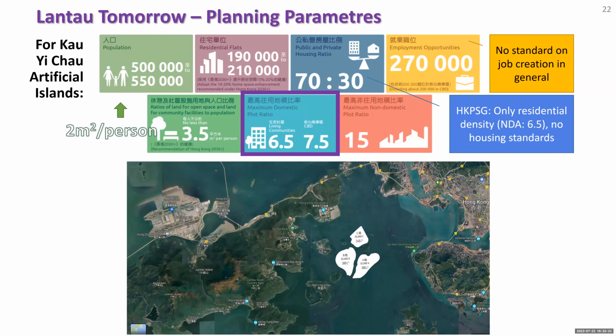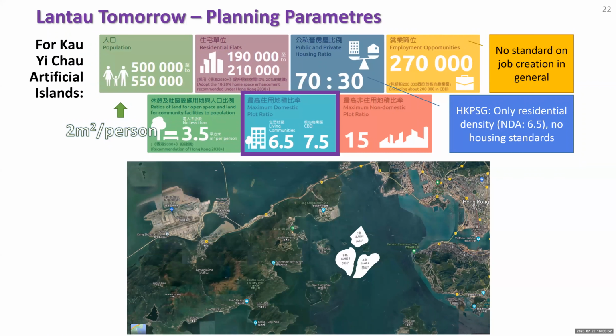That's another question. And just now, Professor Mike Douglas mentioned neighborhoods as an employment generator. But in the Planning Standards and Guidelines, there's no standard on job creation in general. So these are some of the things that we can consider when we use this document for a new area, but then we may not have the tools to do it.